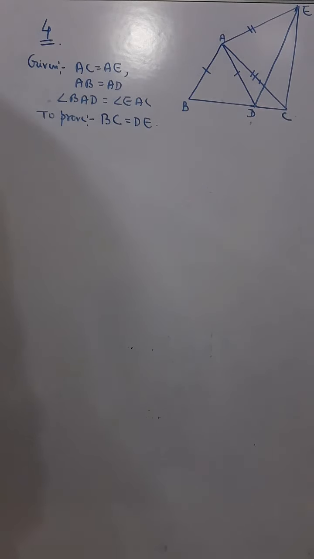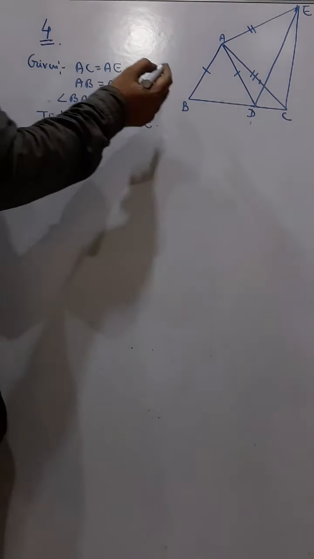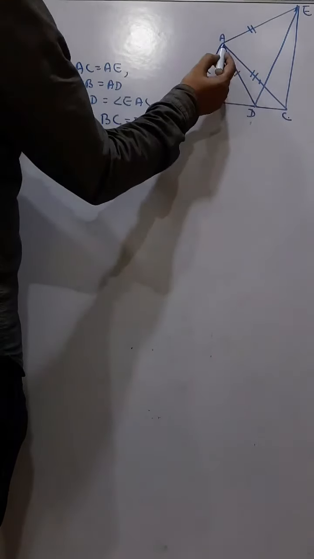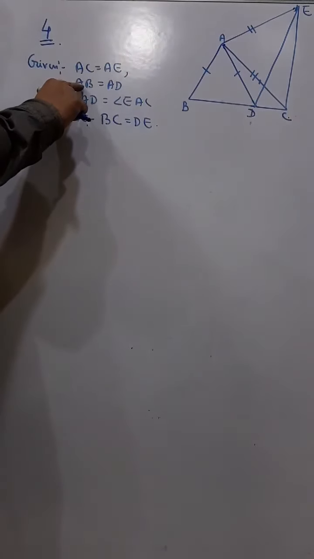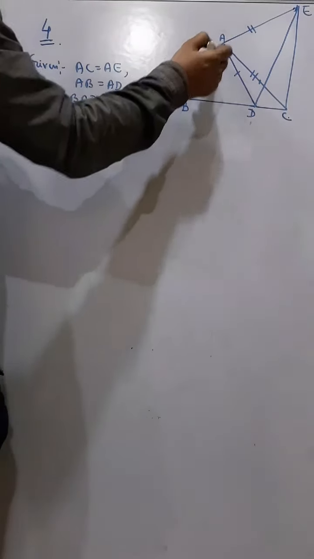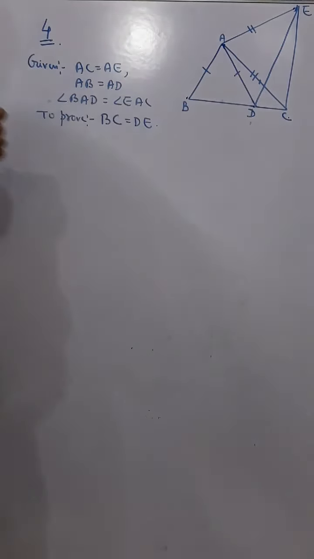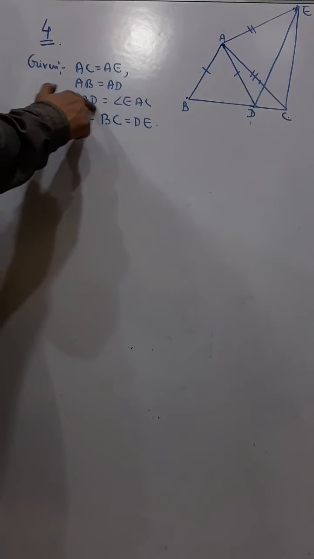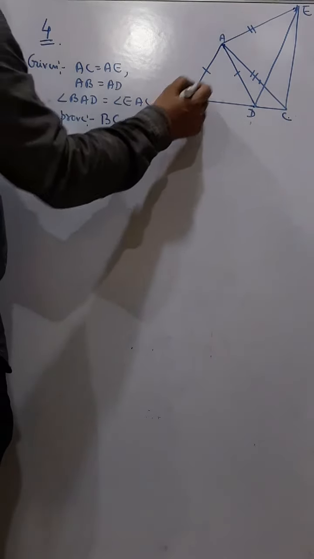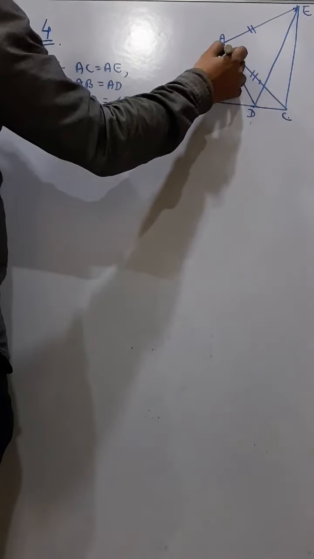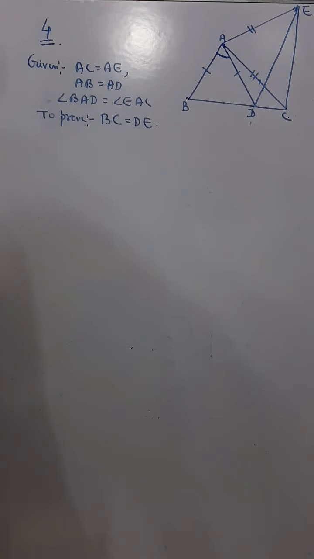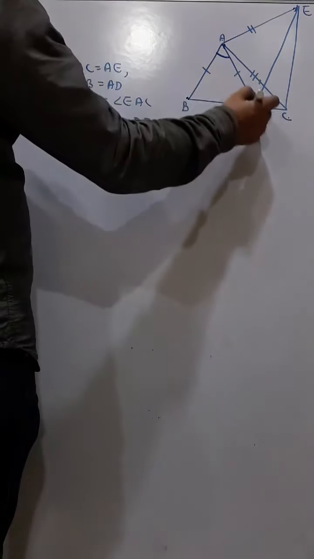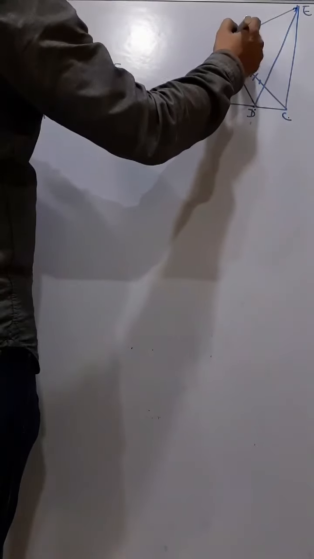Okay, now see in this sum, they told AC equals AE. So this AC is equal to AE. AB equals AD. So this AB is equal to AD. And angle BAD equals angle EAC. So this angle BAD equals EAC. That means this angle.